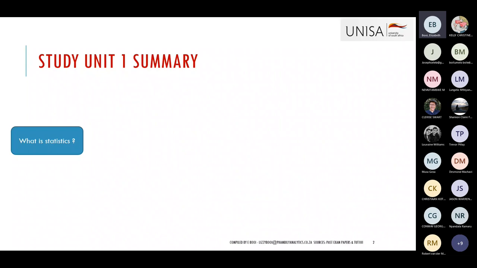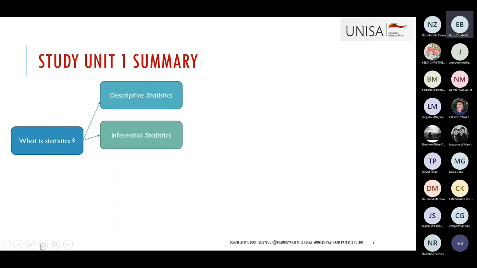There are two branches of statistics. Does anyone want to tell me what those two branches are? What are the two branches of statistics? Inferential statistics. Yes, there are. It's descriptive statistics and inferential statistics. What is descriptive statistics? Anyone?